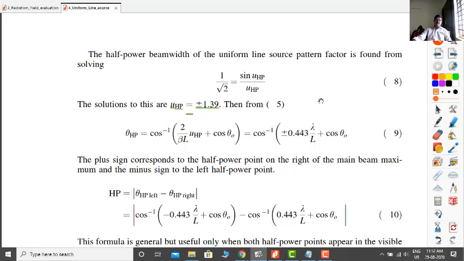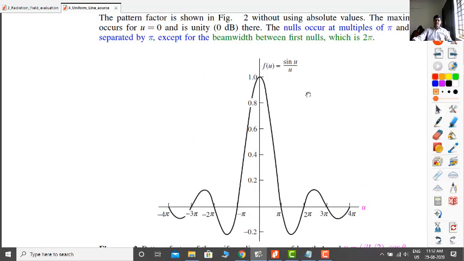And the next thing is we have to compute the half power beamwidth of the uniform line source pattern factor, which is found from 1 by root 2 equals sin u by u, because we have to compute the half power points. The half power points will be 1 by root 2 times the maximum. Since the maximum is 1, it is 1 by root 2 times 1, which is around 0.707. This point will be 0.707, this will be 1 by root 2.